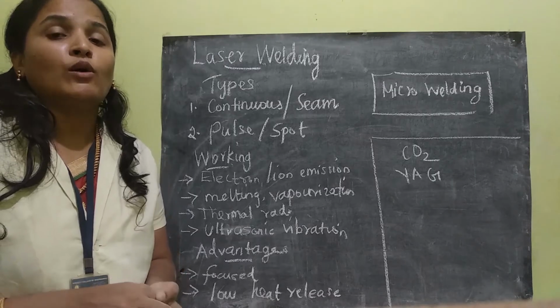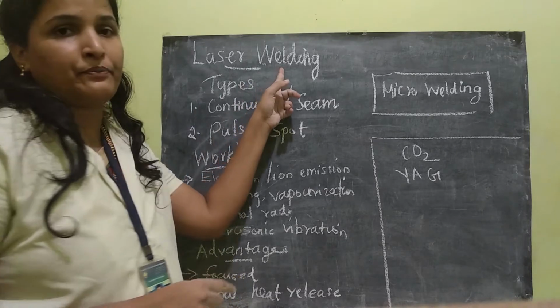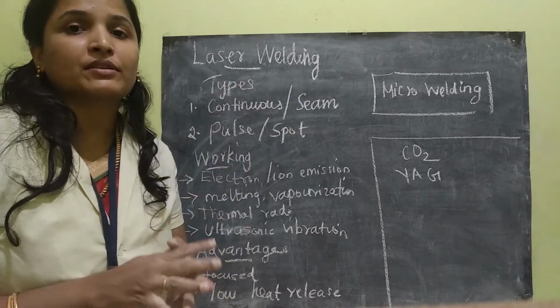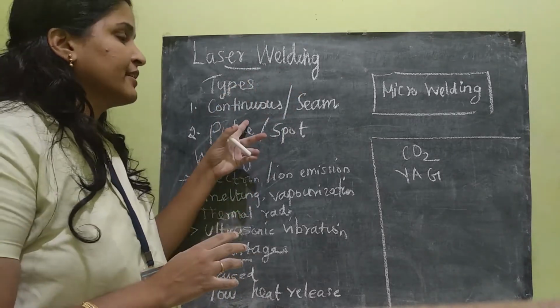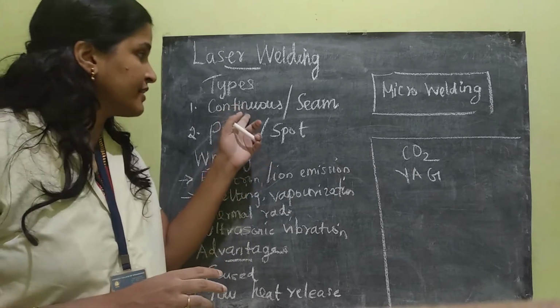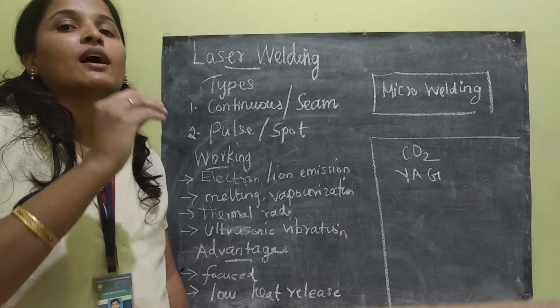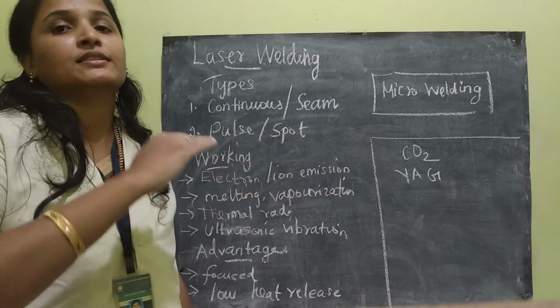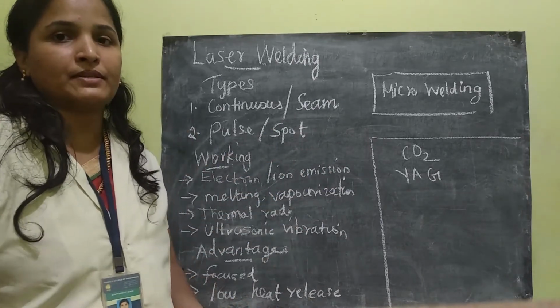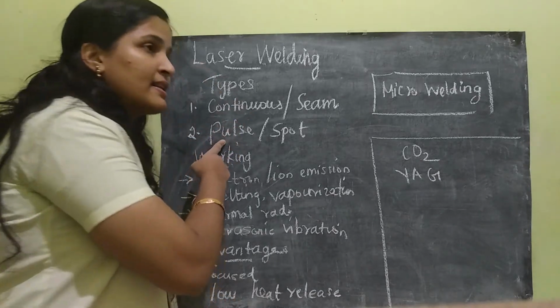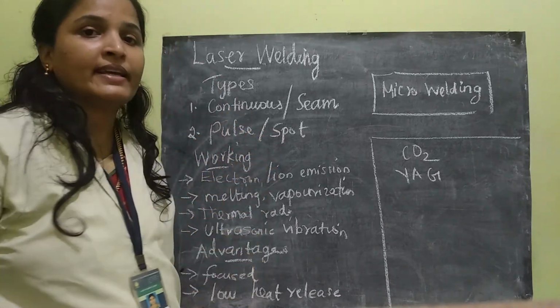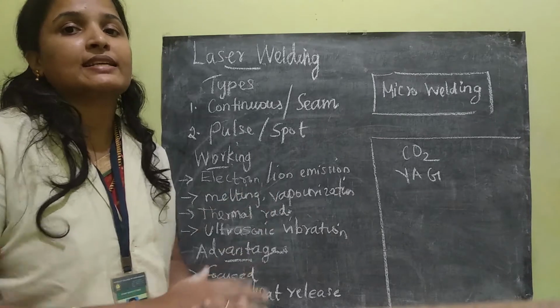Now let's see laser welding. There are two types of laser welding. One is continuous and the other is pulsed. Continuous laser welding, or seam laser welding, uses a continuous laser beam for welding purposes. The second one is pulsed or spot welding. Here pulsed lasers are used.